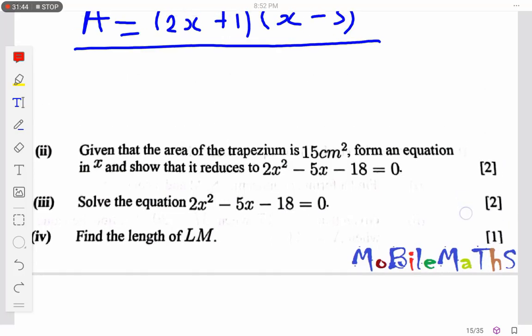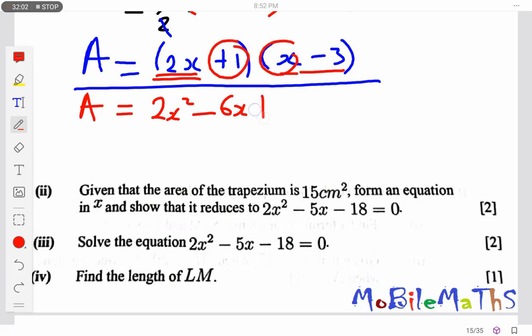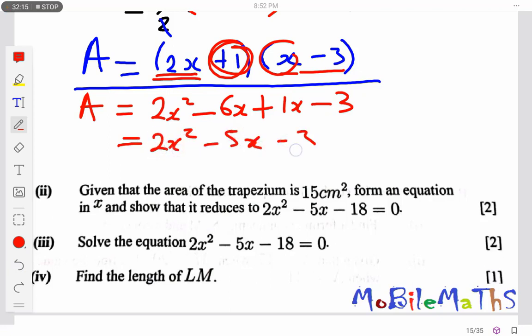Okay, so the first thing that we are going to do is to remove the brackets here. So our area is going to be equal to 2x by x, we get 2x squared. 2x by minus 3, there we get minus 6x. Then 1 here by x, we get plus 1x. Then 1 times minus 3, there I get minus 3, okay? Simplifying these two, I'll get my area is 2x squared minus 5x minus 3, okay?